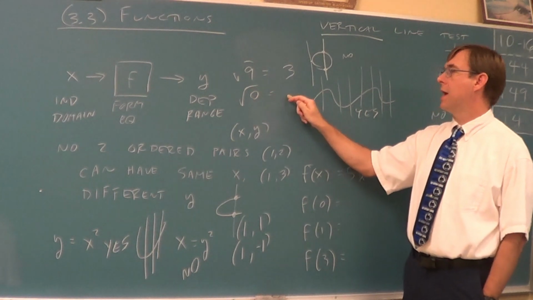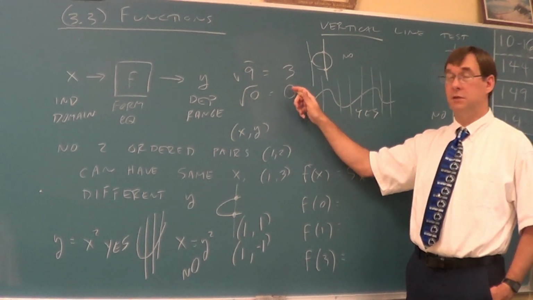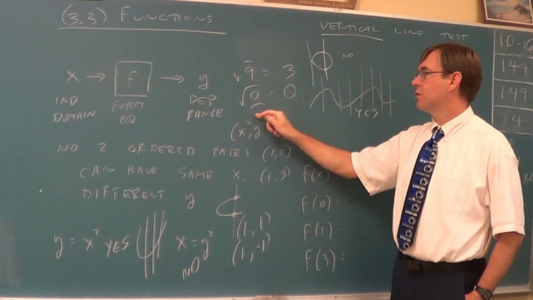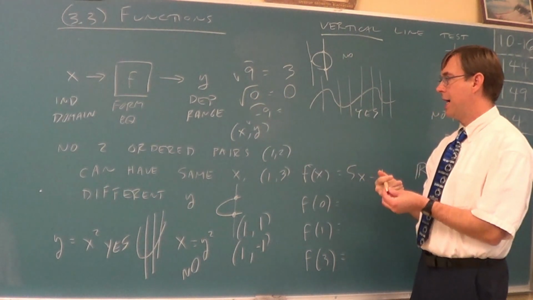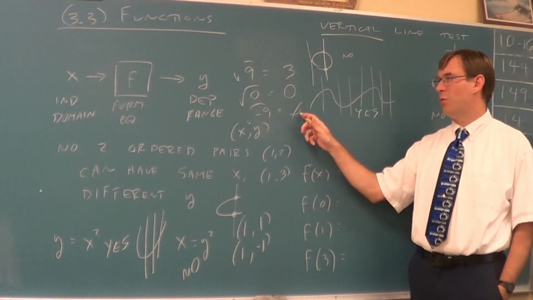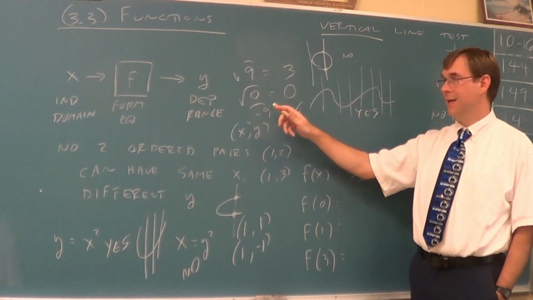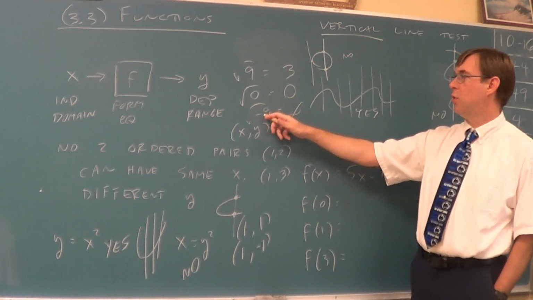Square root of 0, we had a debate about. It is 0 because 0 times 0 is 0. If you try to do the square root of negative 9, that is impossible. Some people might say, why isn't it negative 3? Because negative 3 times negative 3 is positive 9.